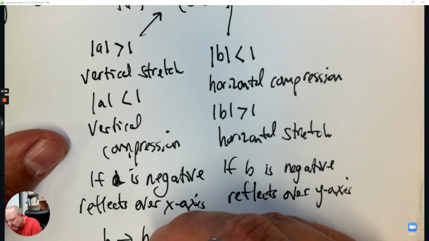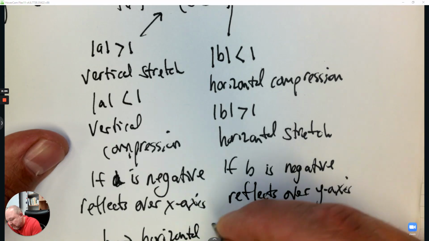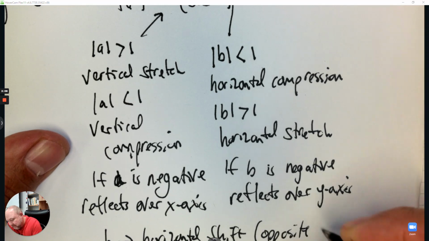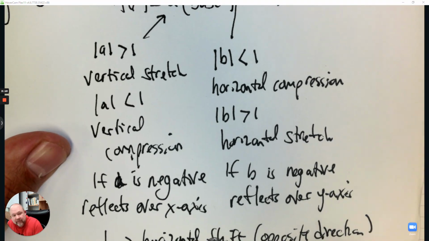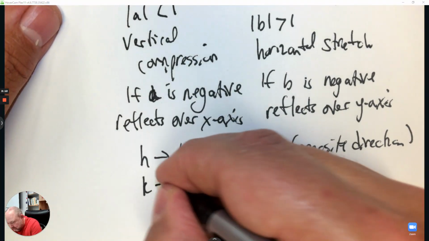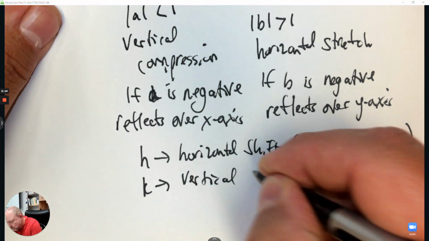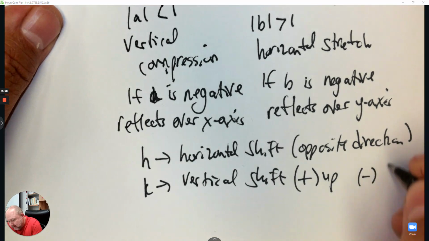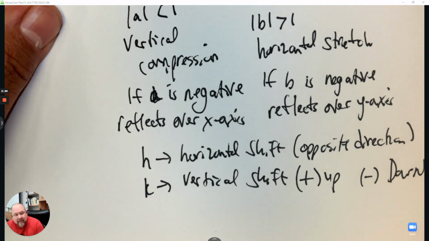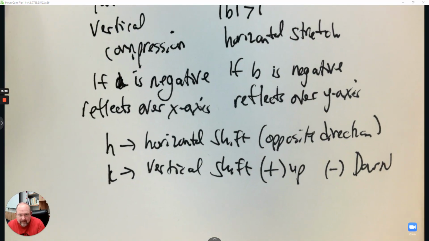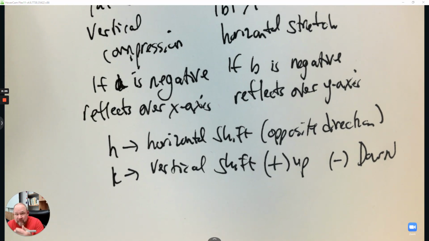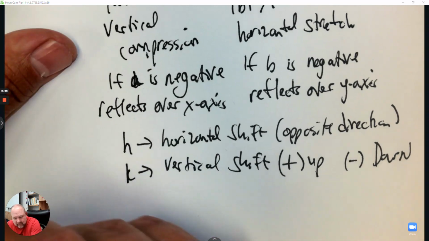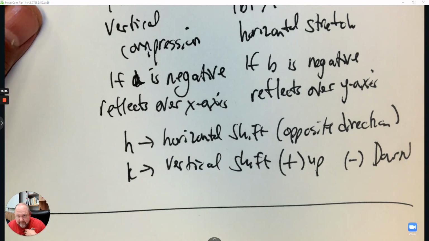H is just the horizontal shift, and it does go in the opposite direction. And k is the vertical shift, and it does what it says. So positive means it goes up, and negative means it goes down. And again, if you need to, you can press pause to get caught up to understand what each change means. a, b, h, and k, and what it does. And then we're going to do an example. We're going to graph it. Okay?